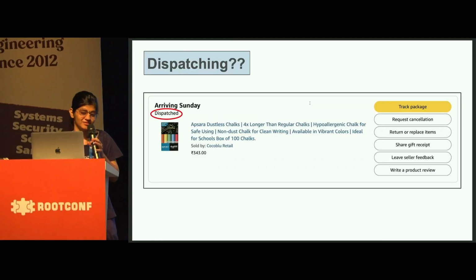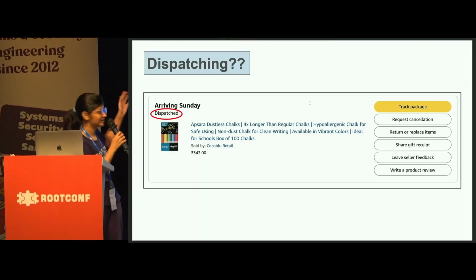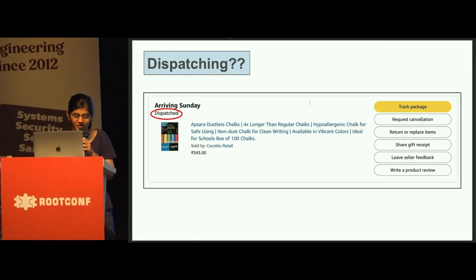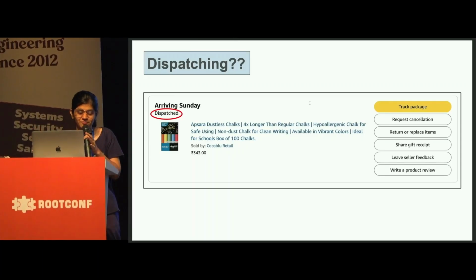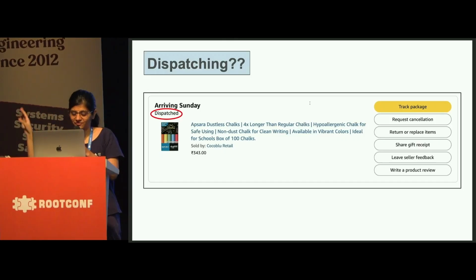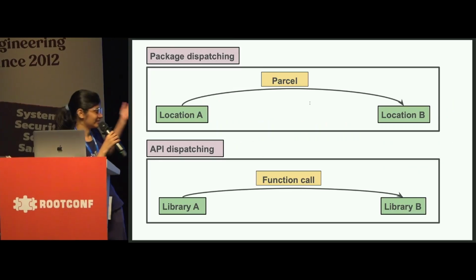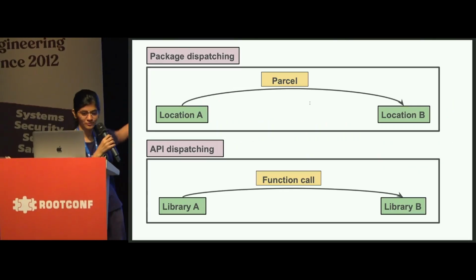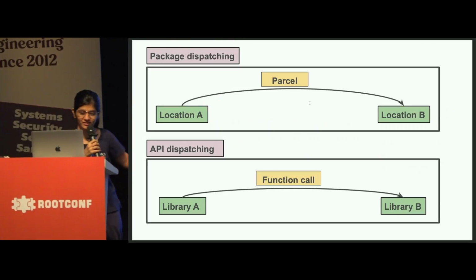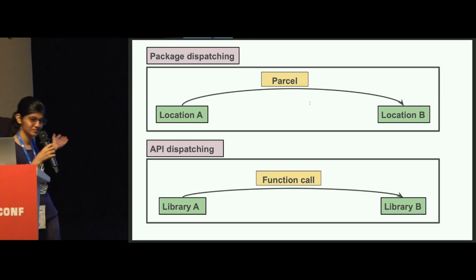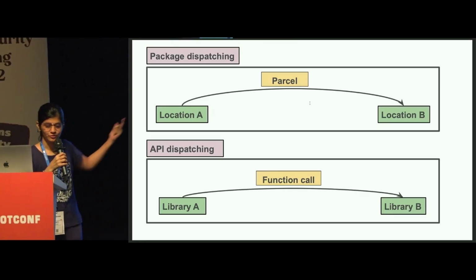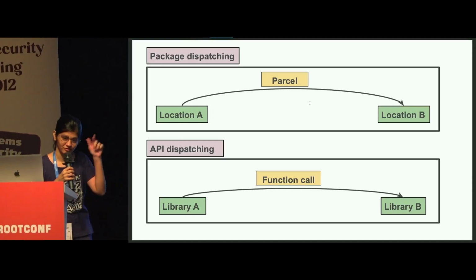And so what is dispatching? You might have seen the word dispatch used while ordering. It kind of means that your package has left something to go somewhere. Like in a physical sense, it goes from location A to location B, and in API dispatching, it's going from a library A to library B, the function call.